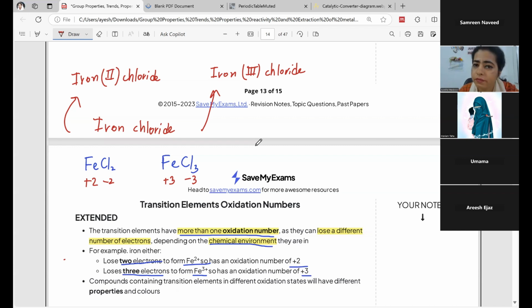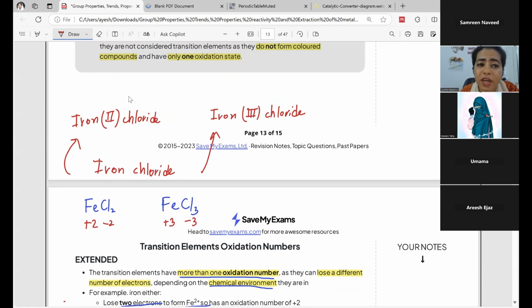For the examples, we don't have to learn the colors. We just have to know that they have different oxidation numbers and states. No need to learn it. Maybe they can ask you by giving this formula to see whether the iron oxidation state or number is the same in both or not. Maybe they can give you this type of name, that is why we have these 2 and 3 numbers in the bracket.